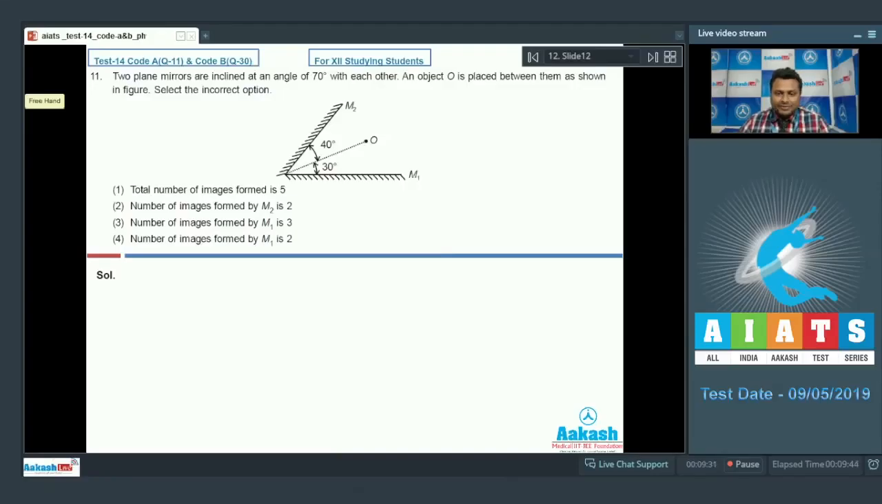So here is question number 11, everyone. Two plane mirrors are inclined at an angle of 70 degrees with each other. An object O is placed between them as shown in the figure. Select the incorrect option. We have to select incorrect, not correct.